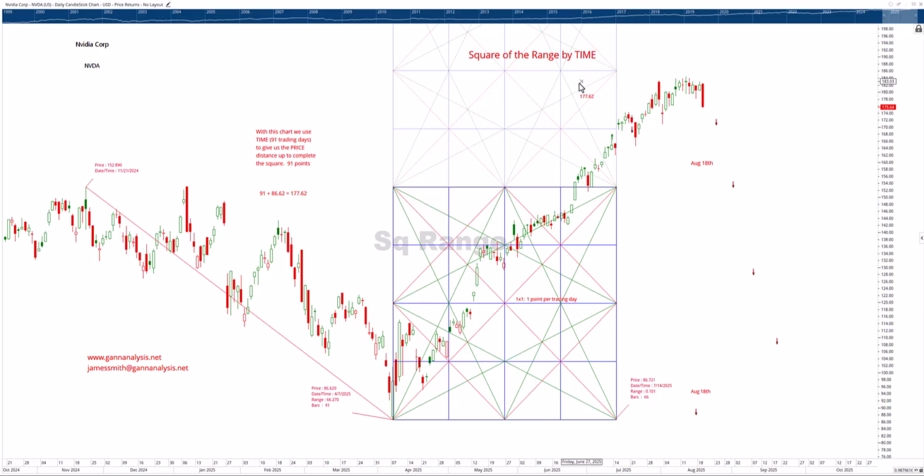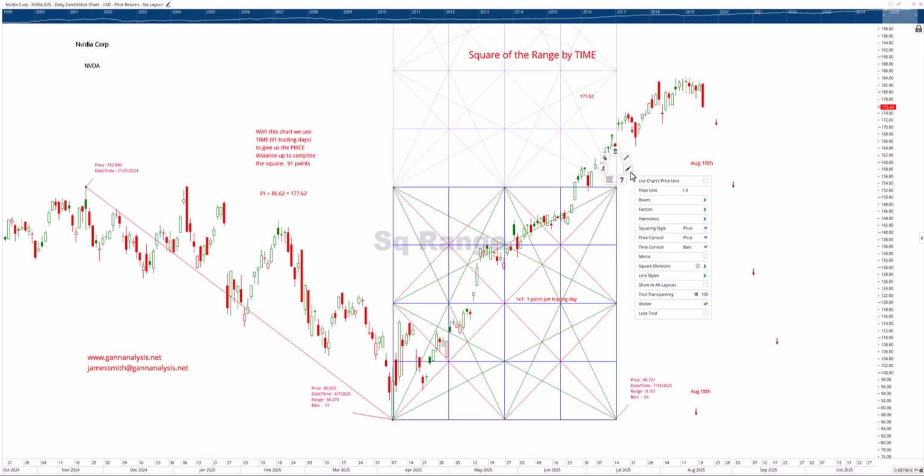You see how 1.5 squares up is almost where this thing topped out. So there's a certain geometry there that's important. 1.5 squares up is a natural resistance area, and if a stock can't get above it, it's probably forming a top. So that was important.